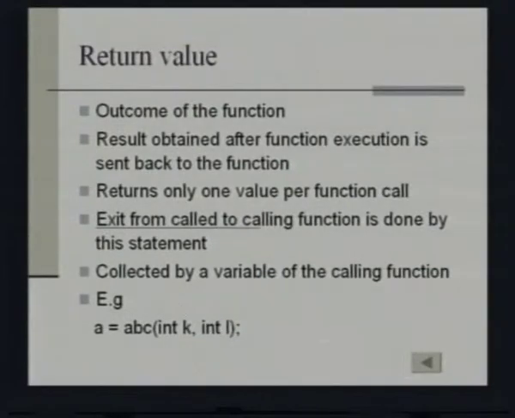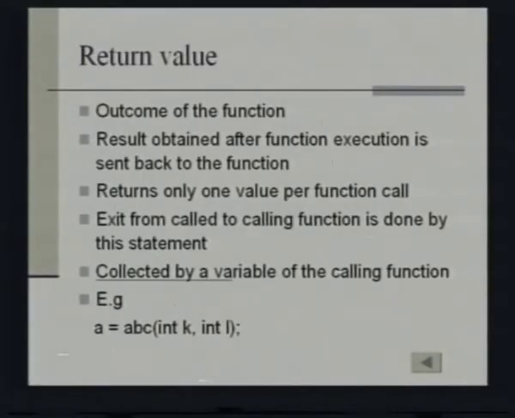Exit from the called to the calling function is done by this statement. Like we have seen what a function call is. It normally occurs in the main function. So you are calling a certain function and that function gets executed. How does the control get back to the calling function? There has to be some point at which the compiler understands that, okay, now the function which is called is executed, and I have to get back to the executing program. For that reason normally we have this return statement.